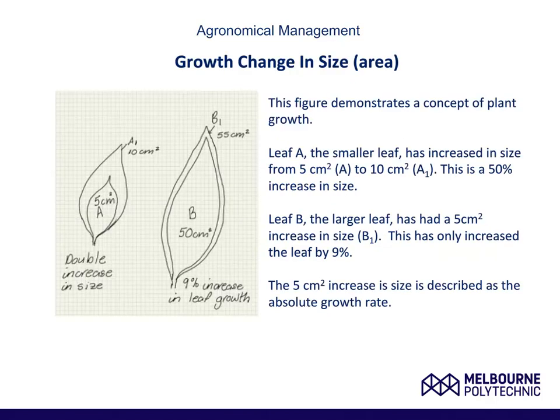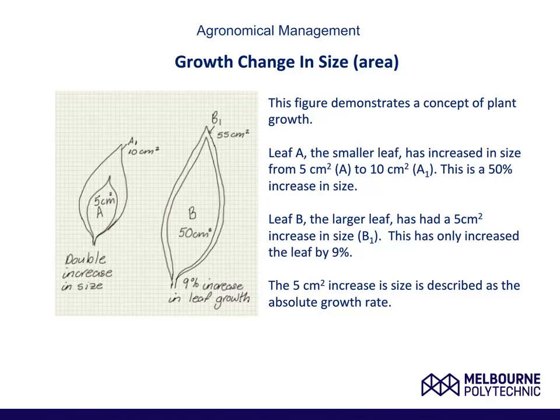I'm going to introduce you to the concept of change in size, and I'm going to start by using area as an example. I have drawn a figure that demonstrates the concept of plant growth. In this figure you will see two leaves, leaf A and leaf B. Leaf A is described as a schematic drawing. It is 5 centimeters squared in area. After some time the leaf has grown. The new leaf is shown as leaf A1. Leaf A1 is now 10 centimeters squared.